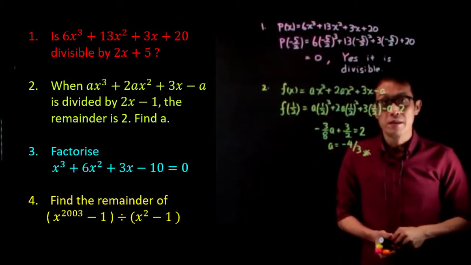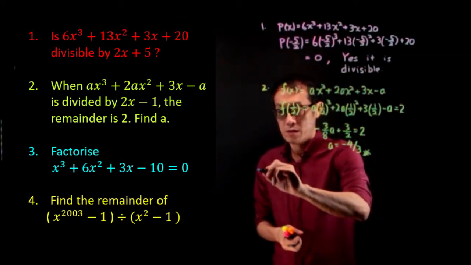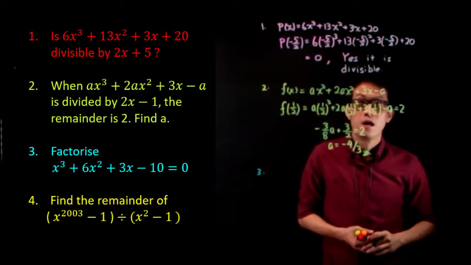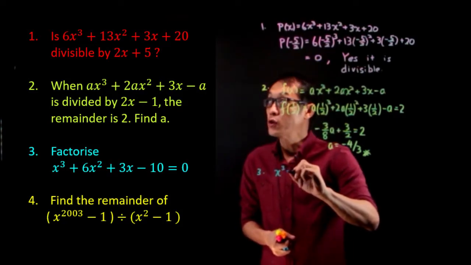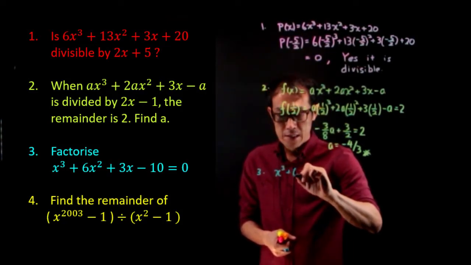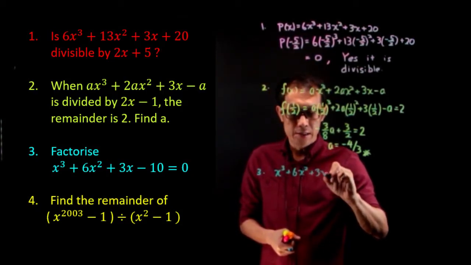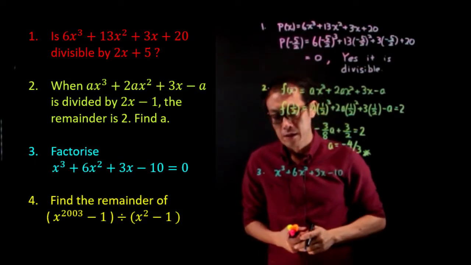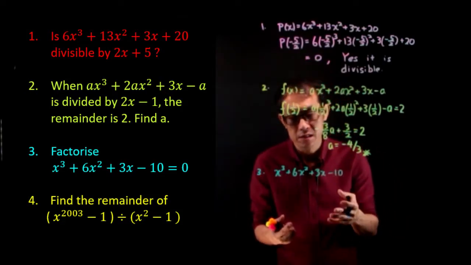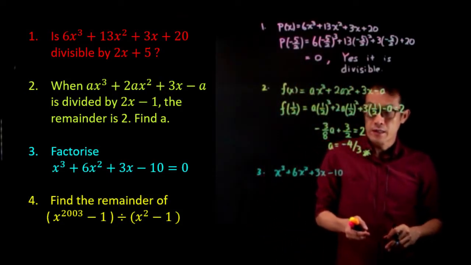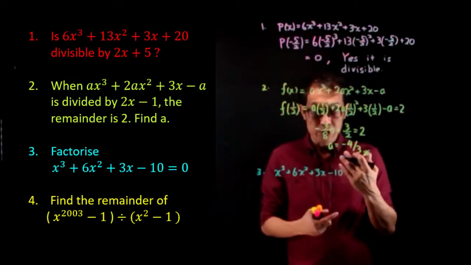Now question number 3. Now you are asked to factorize x cubed plus 6x squared plus 3x minus 10. That means before that we need to find at least one factor of this. Now how to find the factor of this? Now, it is by trial and error.